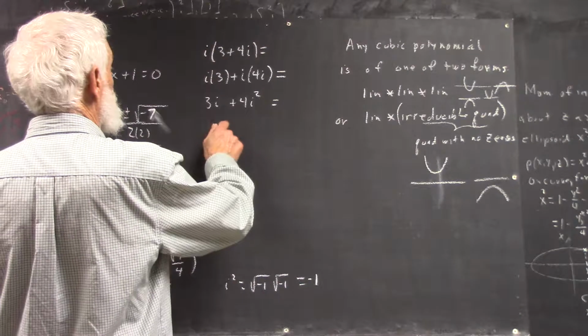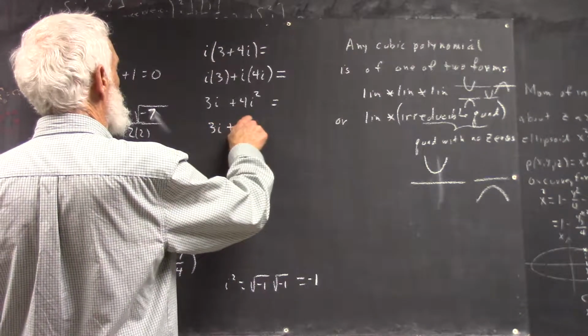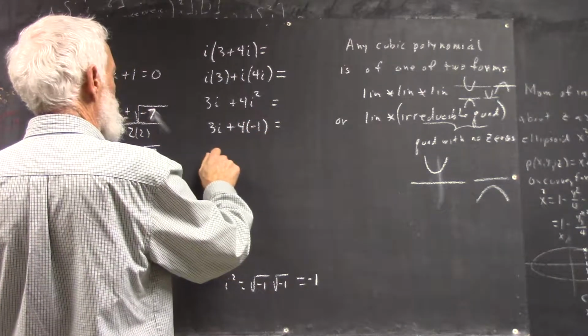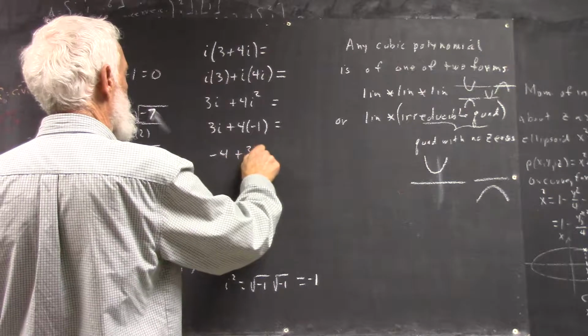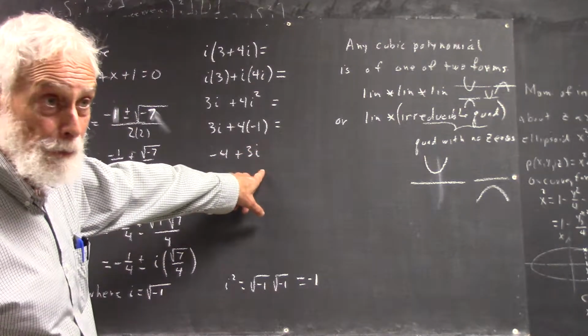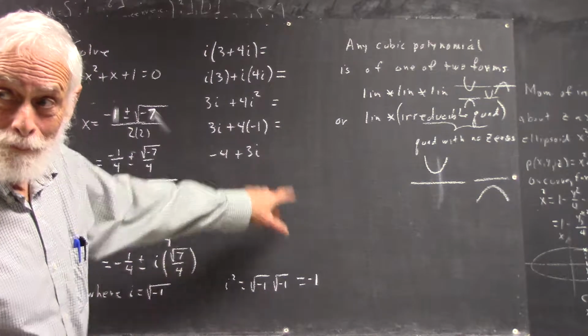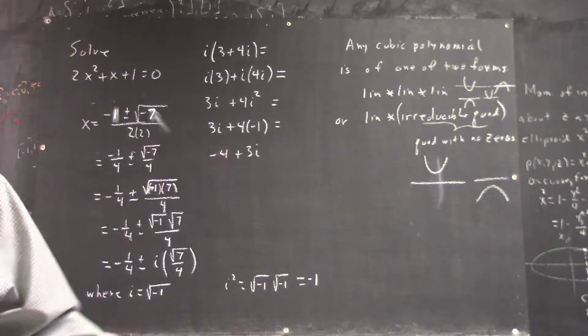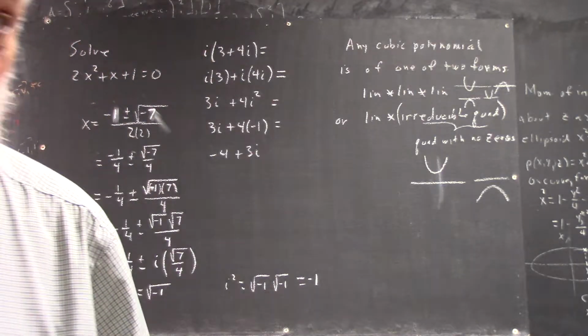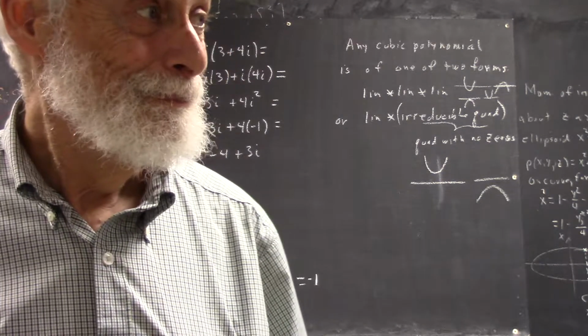Okay, so this is 3i plus 4 times negative 1, which we would generally write as negative 4 plus 3i, because we generally write the real number before the imaginary number. Okay? Now, does anybody have a serious problem with this? Because that's all you really have to know.